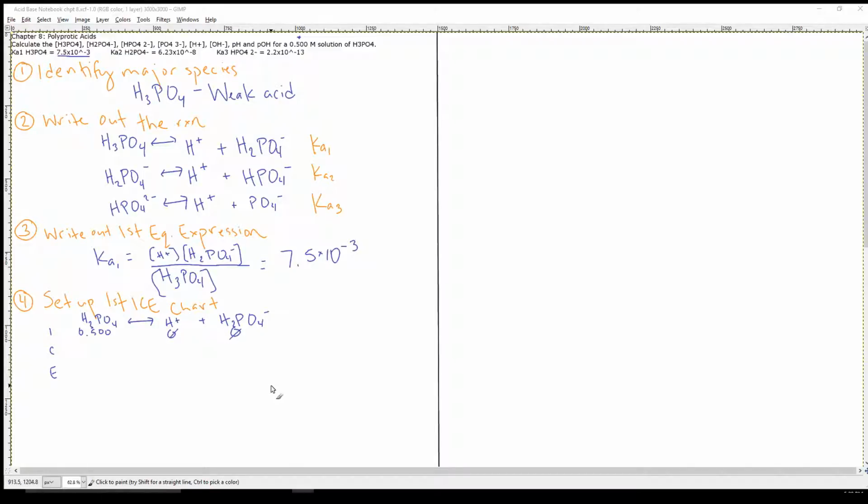So at this point, you could try to finish this ice chart without me, and then come back to see if you got it right. If you're sticking around, let's see, do I need an X? Well, I don't know any equilibrium concentrations because this is a weak acid, so I'll assume this is negative X, positive X, positive X, because I'm losing reactants and gaining products. So 0.500 minus X, X, X.